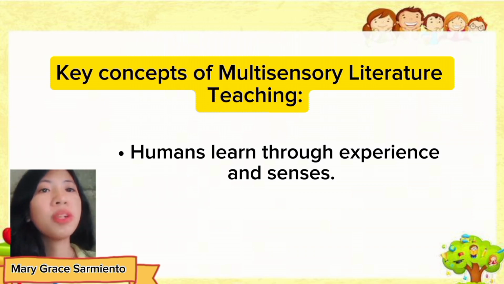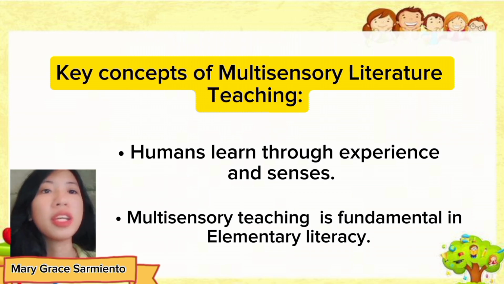The second one is multisensory teaching is fundamental in elementary literacy. So here, teaching kids to read and write should be hands-on and involve different ways of learning, like connecting seeing, hearing, moving, and touching. It helps them to understand better, especially at their young age.